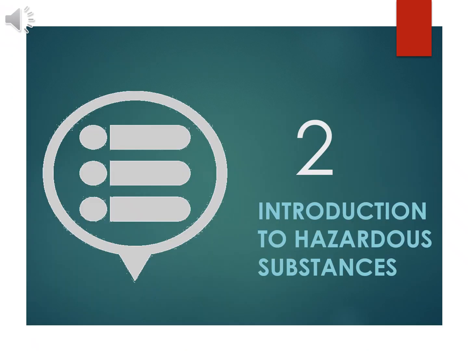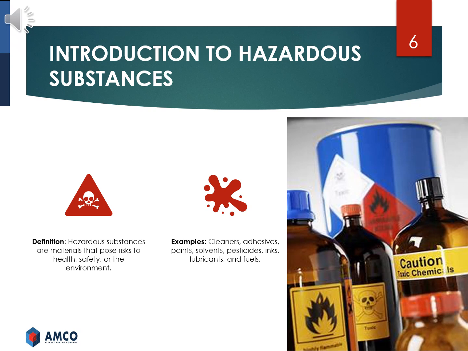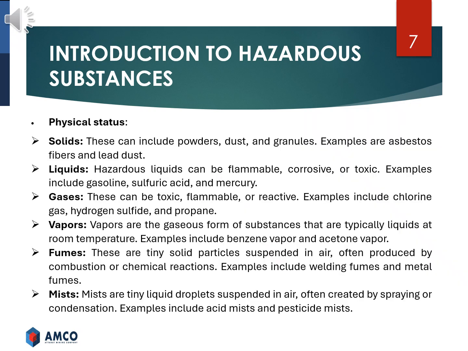Introduction to hazardous substances. Definition: hazardous substances are materials that pose risks to health, safety, or the environment. Examples: cleaners, adhesives, paints, solvents, pesticides, inks, lubricants, and fuels. Physical status. Solids: these can include powders, dust, and granules. Examples are asbestos fibers and lead dust.